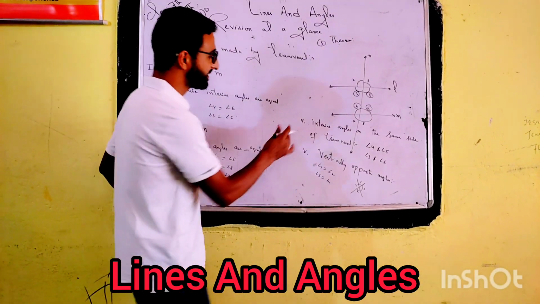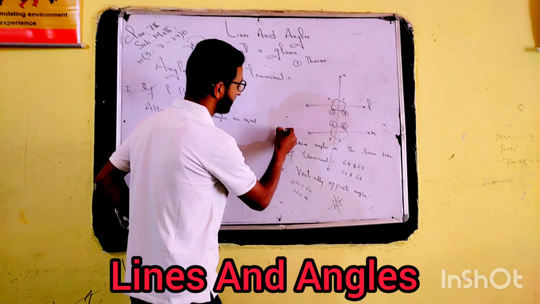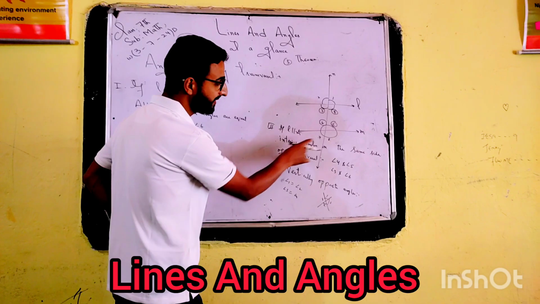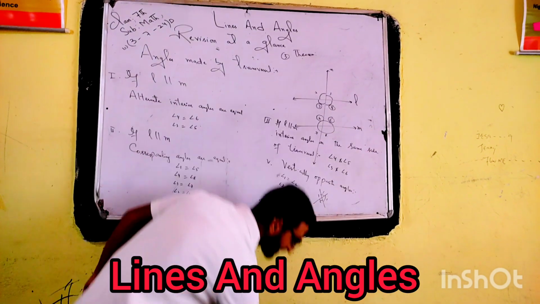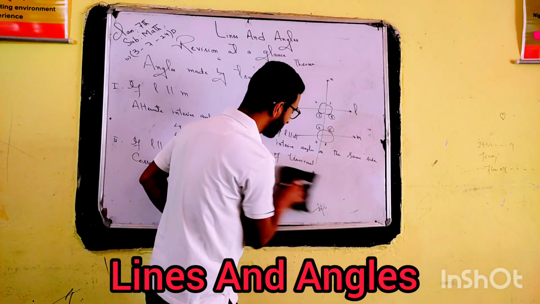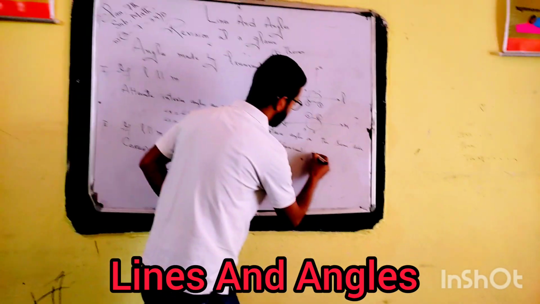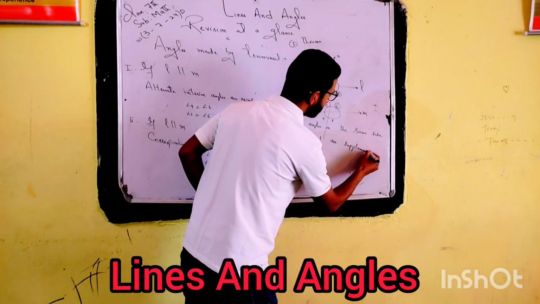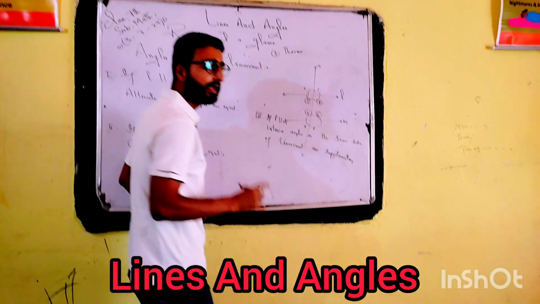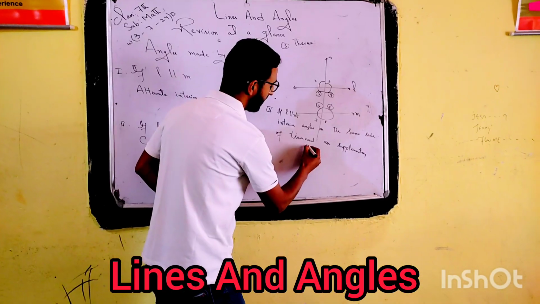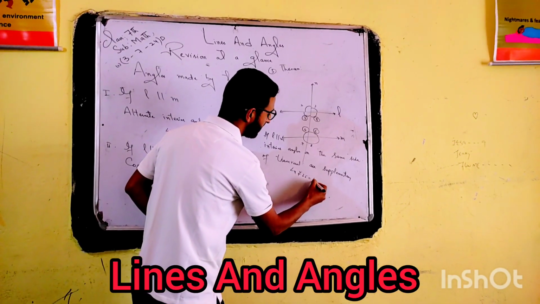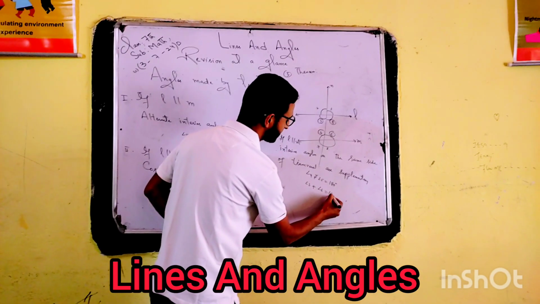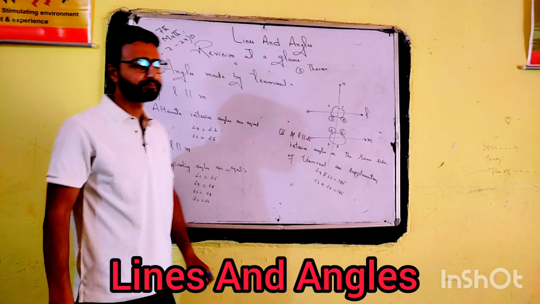And if two lines are parallel, मैं यहाँ पे theorem third लिखूंगा यहाँ पे. If two lines are parallel, interior angles on the same side of transversal are supplementary. What do you mean by supplementary angles? जिनका sum 180 degree होगा. तो यहाँ पे angle 4 plus angle 5 will be equal to 180 degree. Angle 3 plus angle 6 is equal to 180 degree.